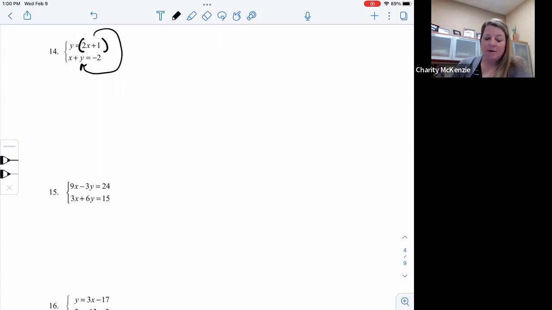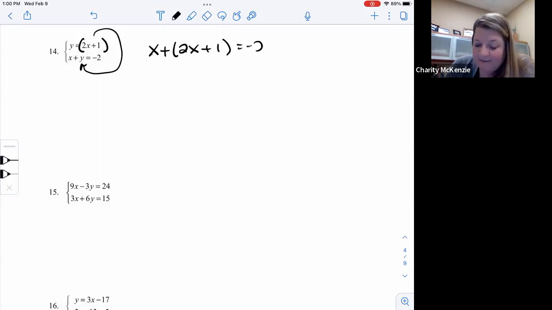Okay, so I'm going to take part of the top one, put it into the bottom. So when I write the bottom, it would be x plus, no longer having a y, I'm putting in the entire other function equals negative 2. Because they're equal, we can do this. What it allows us to do is only have an x. We eliminated y so that we can solve for the x number.